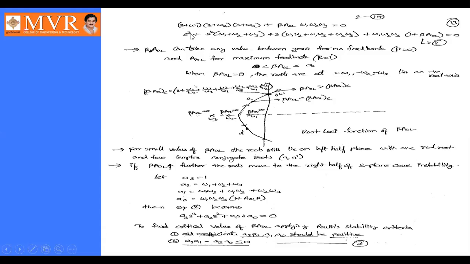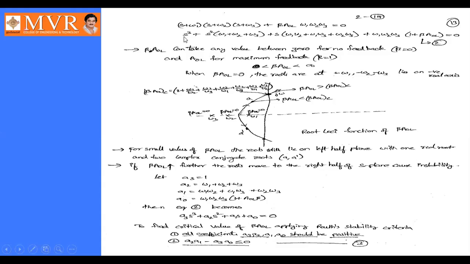After that, we are going to multiply (S plus omega 1) into (S plus omega 2) into (S plus omega 3). Then we are going to obtain this type of equation, that is S cube plus S square into (omega 1 plus omega 2 plus omega 3) plus S into (omega 1 into omega 2 plus omega 1 into omega 3). So after multiplying and solving the equation, we are taking the common terms.